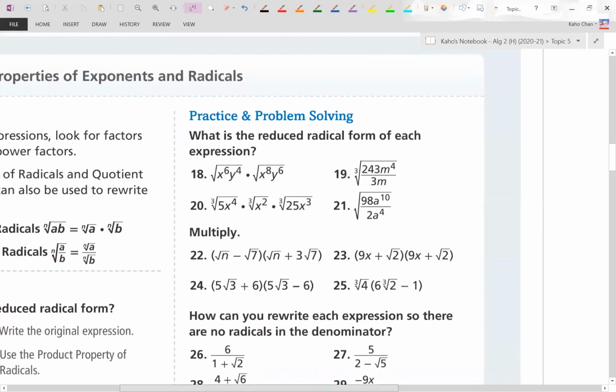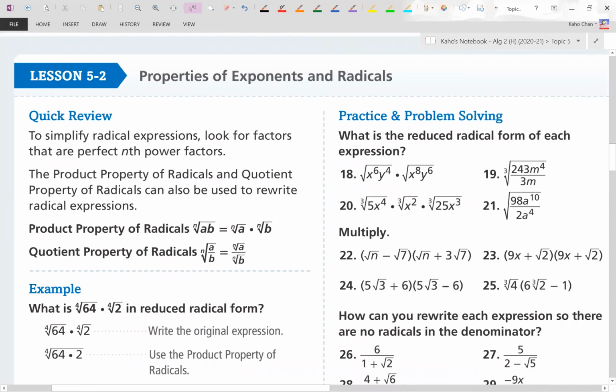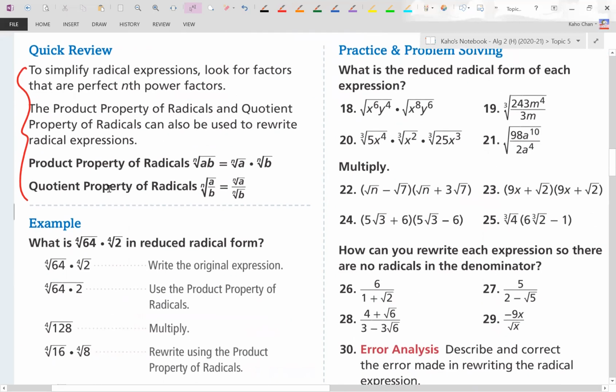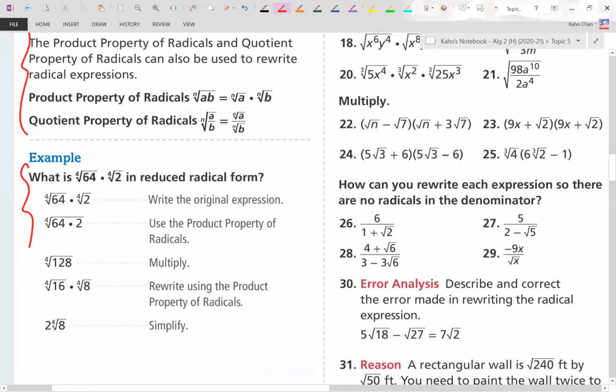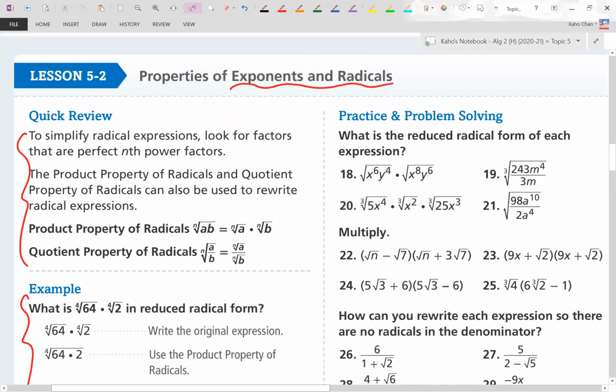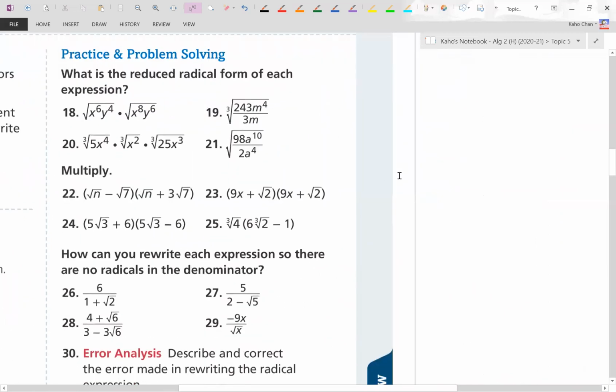5-2. Properties of exponents and radicals. There's a nice little review of product property of radicals and quotient property of radicals. Here's a nice example playing around with those radicals there. Let's get started with number 18. Yeah, shall we? Let's do it.